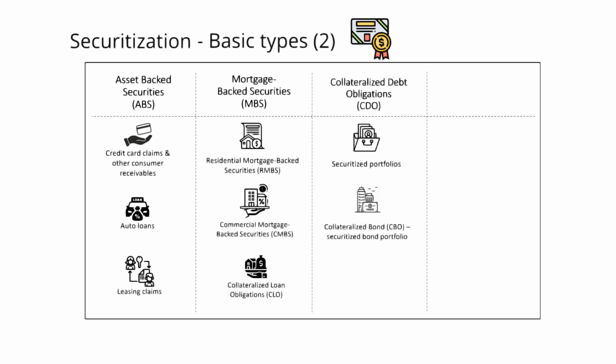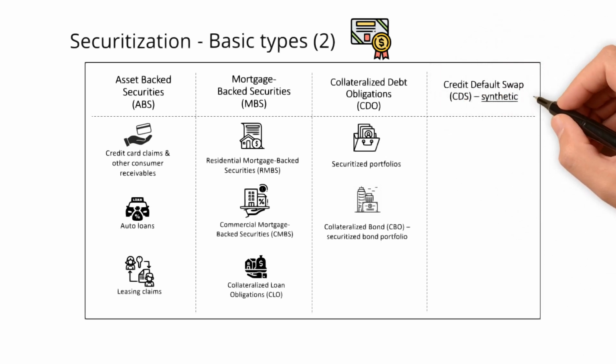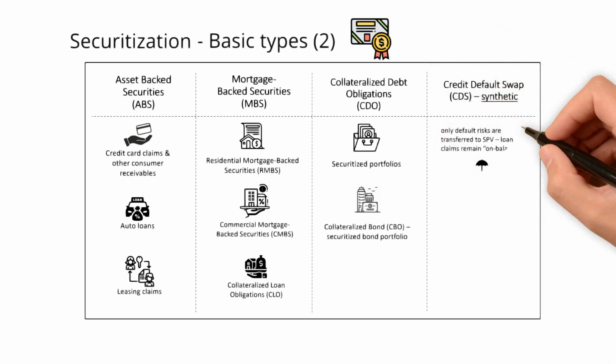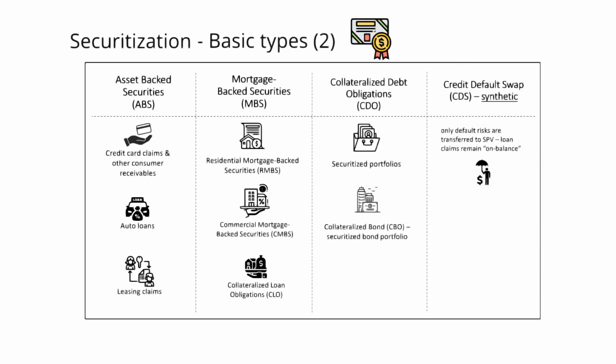Last but not least, credit default swaps, or so-called CDS. CDS are derivatives that allow the banks or the originator to transfer the risk of default of a specific asset via an SPV to another party or investor in the wider sense. That party is reimbursed for taking that default risk.